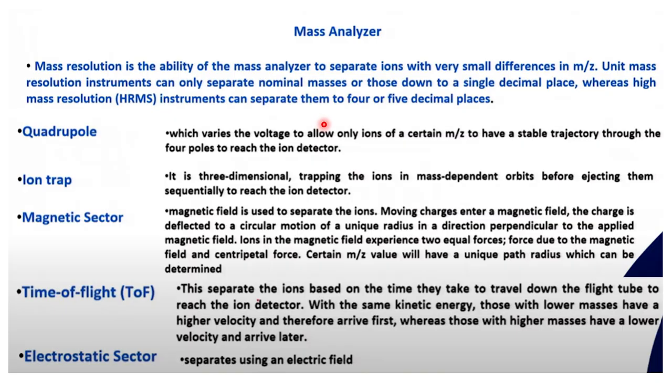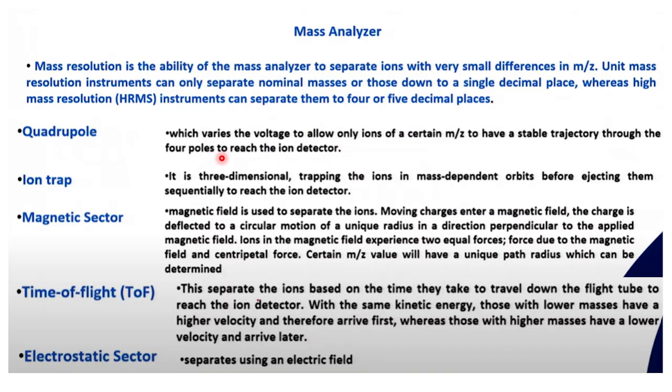Mass resolution is the ability of the mass analyzer to separate ions with very small differences in m/z. Unit mass resolution instruments can only separate nominal masses, those down to a single decimal place, whereas HRMS, high resolution mass spectrometry, can separate out even 4 to 5 decimal places. That precise it is, with up to 3 or 4 decimal places with different m/z it can detect.